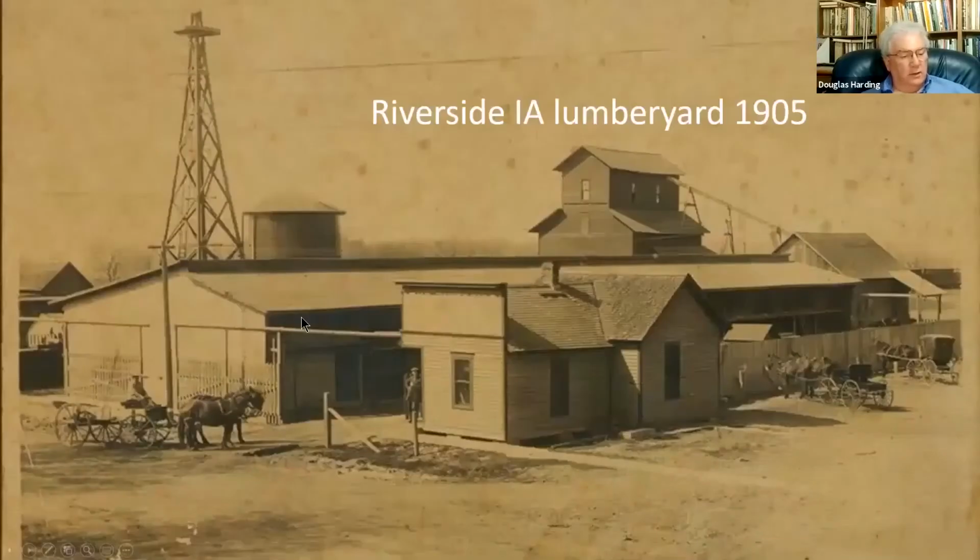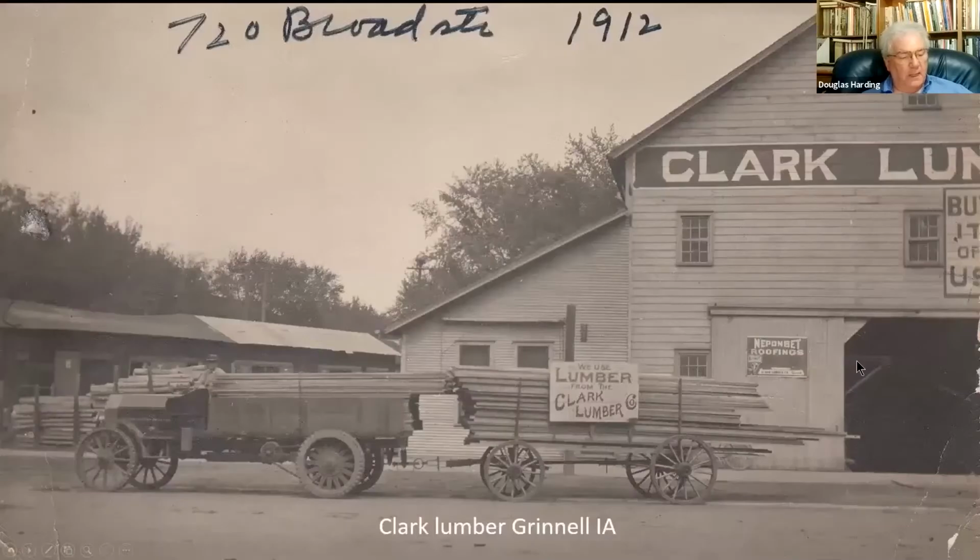Riverside, Iowa, 1905. Again, a fence. You got the open bins, the small office building, a nice sliding gate that slid on these overhead rails. This is Grinnell, Iowa. Clark Lumber. Neponset Roofings. So there's a sign for, if that was in color, boy, I could print that out and put it on my lumberyard, right?